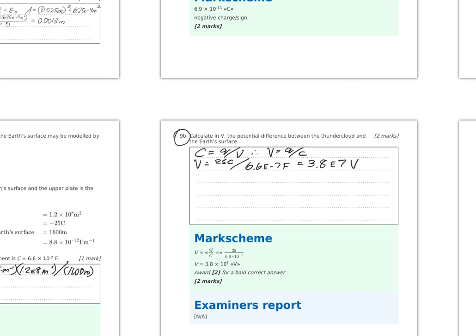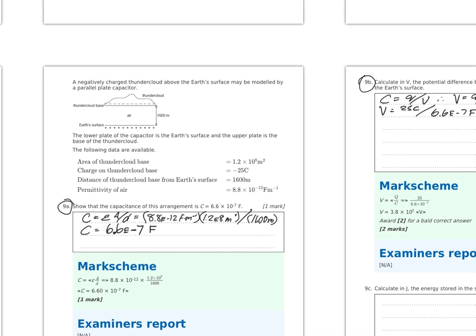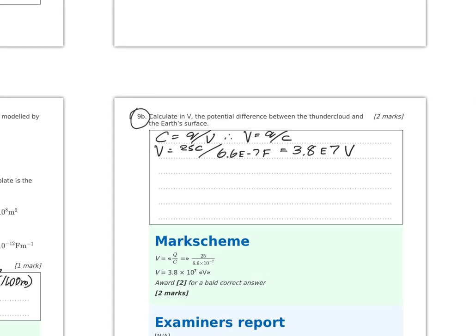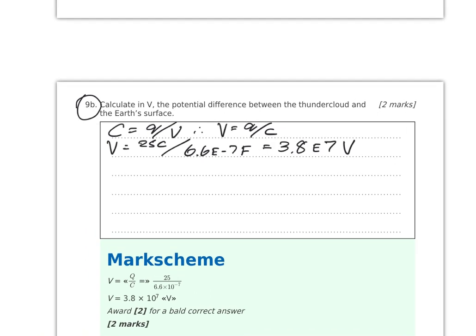9B, that's pretty simple. Why are there 2 marks? It's a pretty basic question. Yeah, it looks like 1 mark for the equation, 1 mark for the answer. All right, whatever. C is Q over V. They give you Q. C is what we just calculated in 9A. So V is Q over C. So you have 3.8 times 10 to the 7 volts.